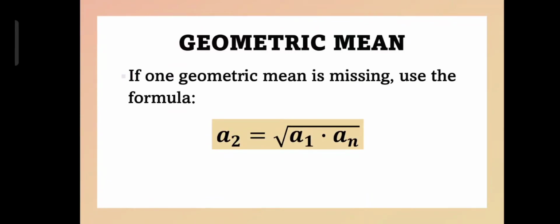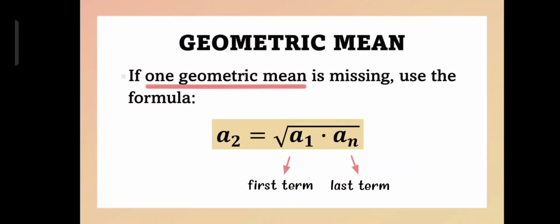To determine the geometric mean or means between two numbers, let us use the two easiest formulas. One is a sub 2 is equal to the square root of a sub 1 times a sub n, where a sub 1 is the first term and a sub n is the last term. This formula will be used if one geometric mean is unknown.